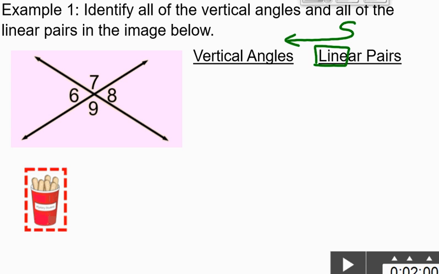Okay, so take a minute and see if you can name the two pairs of vertical angles, and name two pairs also of linear pairs. There's a lot of linear pairs up there. There's actually 4 linear pairs up there, but you only need to write 2. So pause the video and see what you come up with.